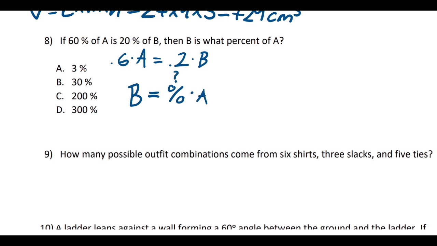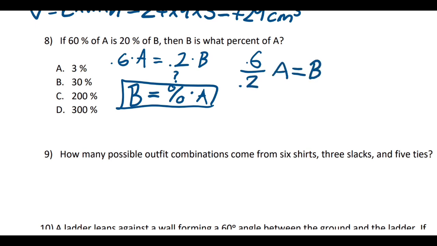So in order to get this format, we have to try to get B by itself. The way we get B by itself is by dividing by 0.2 on each side. And we will end up with 0.6 divided by 0.2 times A equals B. 0.6 divided by 0.2 is going to be 3A, which is equal to B. And if we turn this 3 into a percent, that would be 300%.